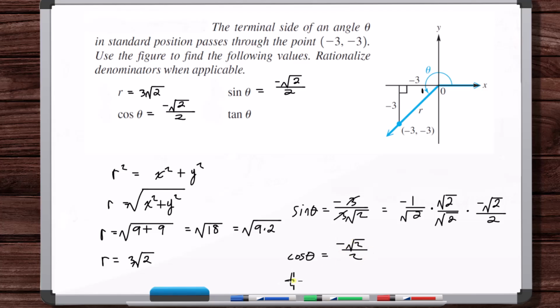Okay, tangent theta, SOHCAHTOA. Tangent is opposite over adjacent. Minus 3 over minus 3 is positive 1. And there we go.